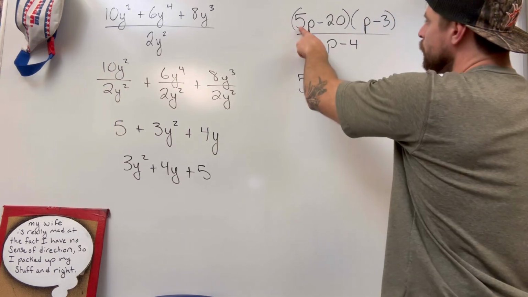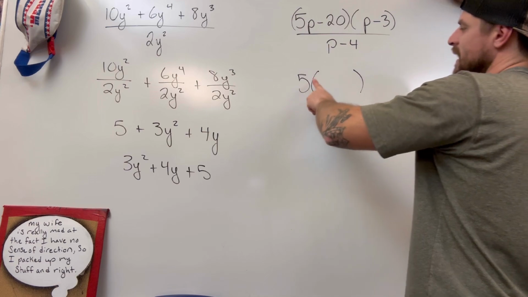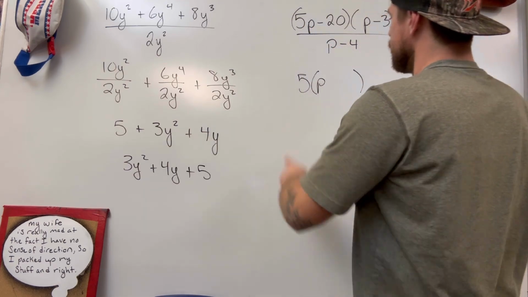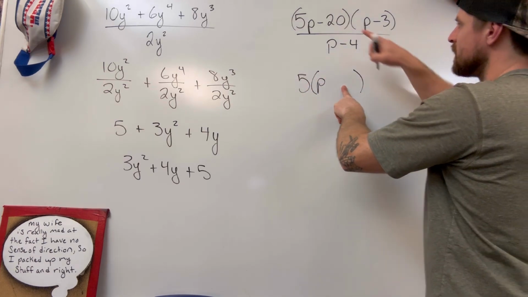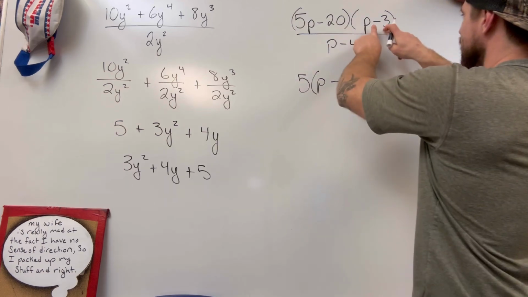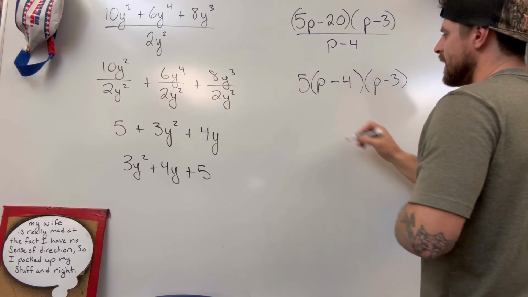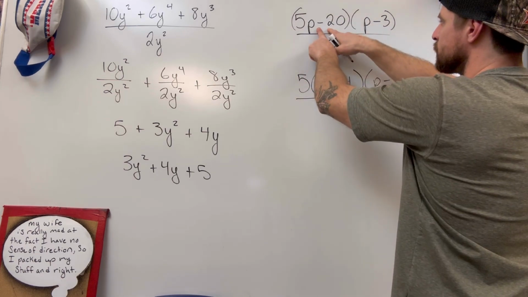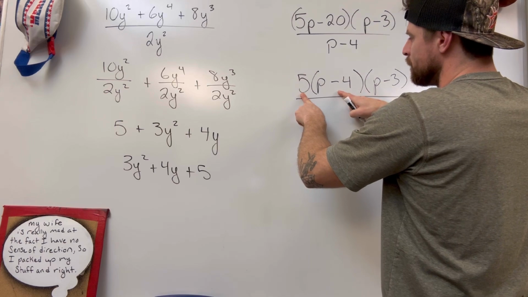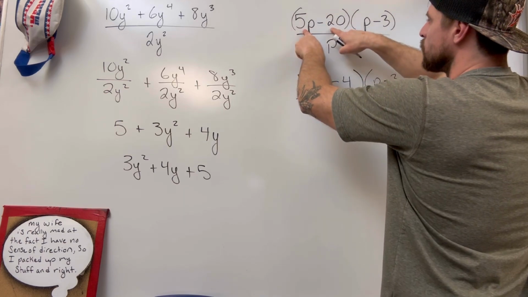So I'm going to pull 5 out and ask myself, 5 times what would give me 5p? Well, that would be p. 5 times what would give me the -20? That's a -4. Now, I haven't done anything with p minus 3, so p minus 3 is still here. And now I have factored this binomial. Remember, factoring is taking it and splitting it up into two parts that, if multiplied together, bring me right back to where I was.